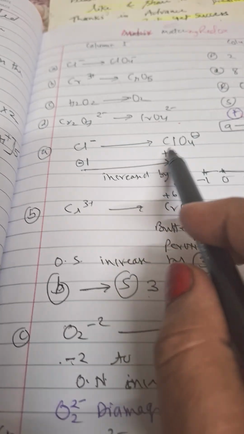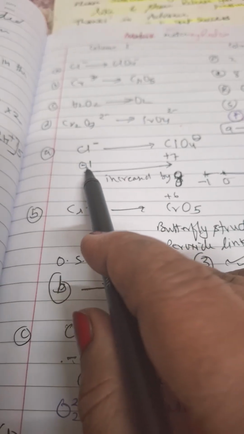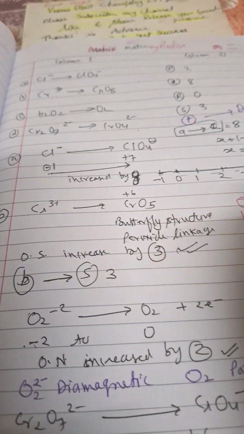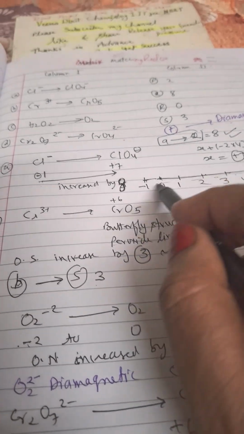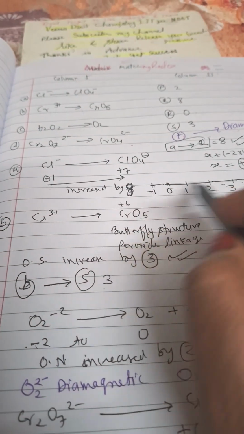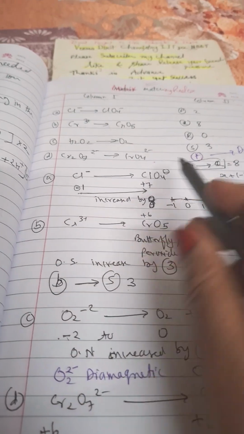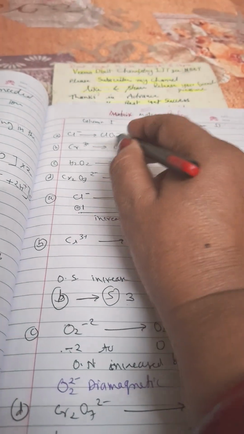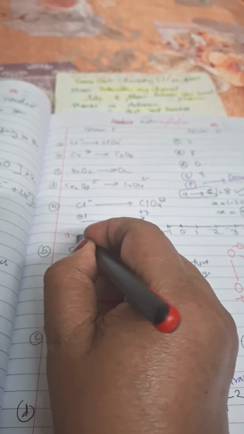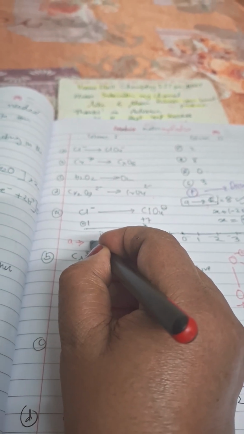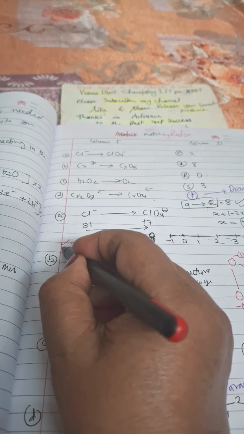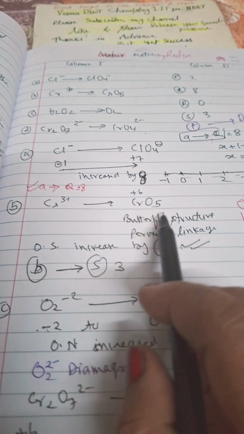Now Cl⁻ to ClO₄⁻: the oxidation state increases by 8, because it goes from -1 to +7, so the total is 8. Okay, count it. So A is responsible for Q. A and Q are interrelated. A goes to Q, I am writing, that is equal to 8.